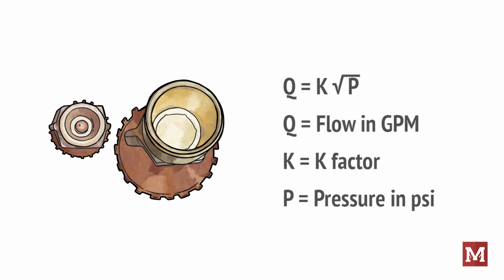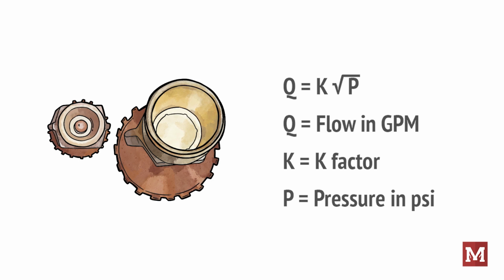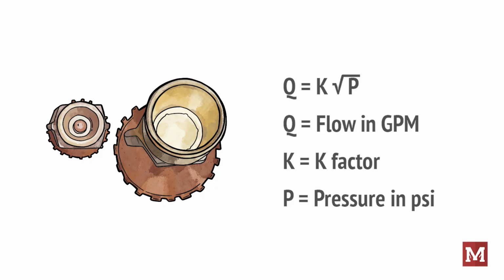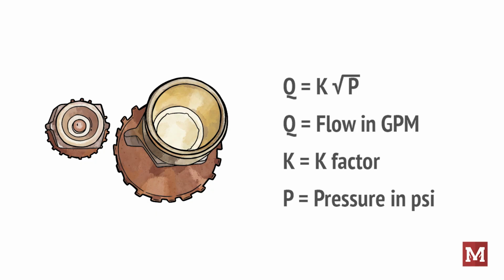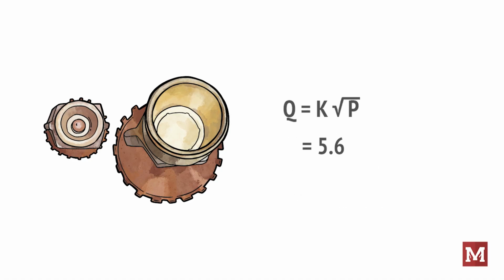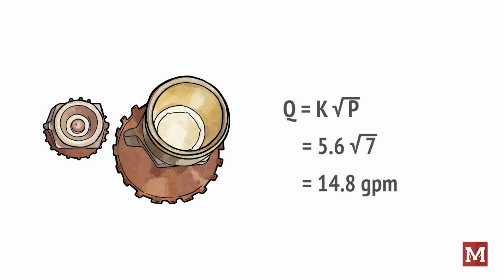The opening, the orifice, simply throttles the water as it goes through that opening. A smaller opening or a smaller K-factor means that less water will be able to flow through the opening at the same pressure. If we have less pressure, less water will flow through the opening. The opposite is true. Larger openings mean larger K-factors, and they allow more water to flow through at the same pressure. Higher pressure with the same opening means more water is allowed to flow through. This formula defines the relationship between pressure and flow. For instance, with a 5.6 K-factor sprinkler and 7 psi pressure, the flow is about 14.8 gallons per minute.